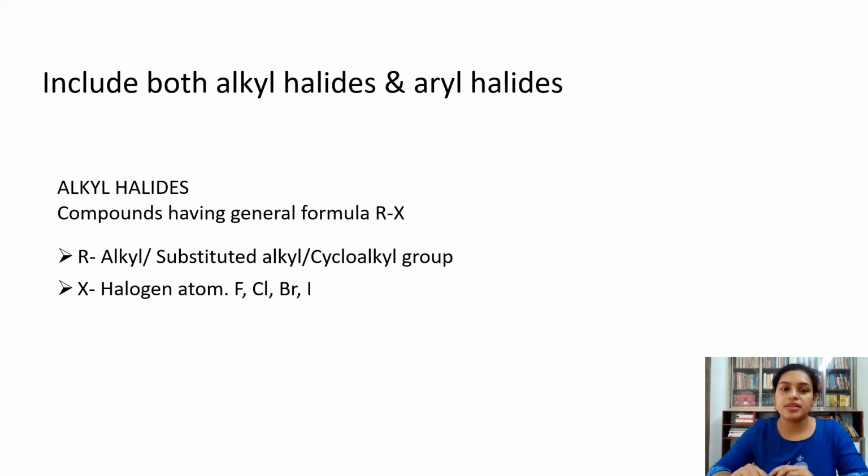They are compounds having the general formula RX, and this R could be alkyl or substituted alkyl or cycloalkyl groups. Let me give you some examples. First one, this is CH3Br. This is an alkyl halide, and then a substituted alkyl halide. That substitution could be any other alkyl or aryl group. For example, this one.